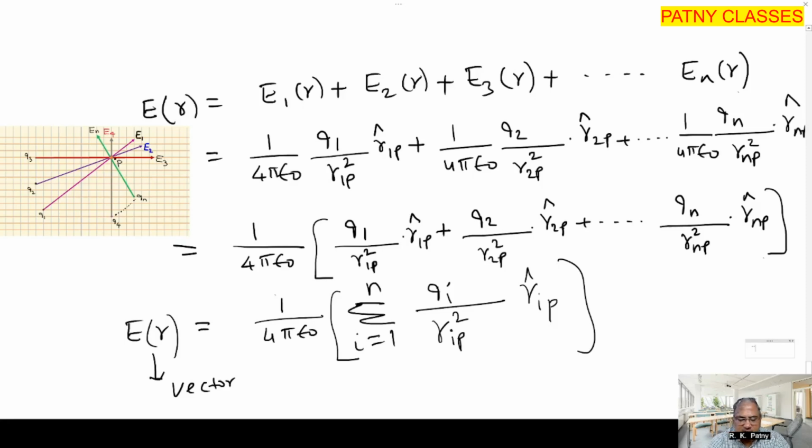Now to summarize the things. We had the charges Q1, Q2, Q3, Qn. First we obtained the expression for electric field due to the first charge, second charge, third charge and the nth charge. Then we added all the electric fields and converted into the summation form, and we got the expression for electric field due to system of charges, and it is in the vector form. That means this is not the end. After this we have to individually calculate the vector sum of all the electric fields, then only we would be getting the final answer.